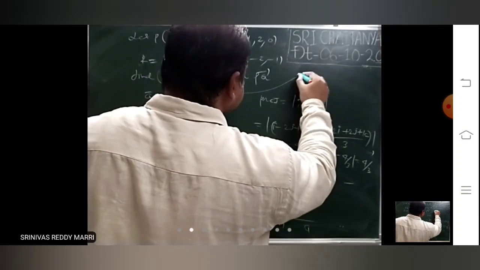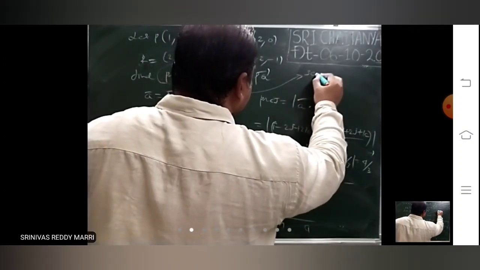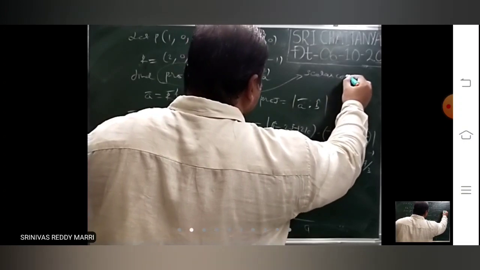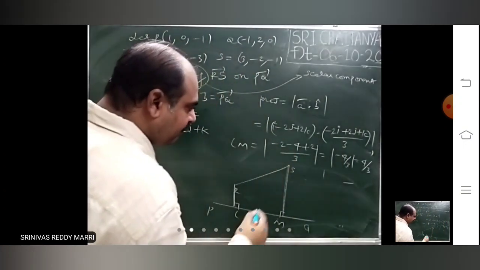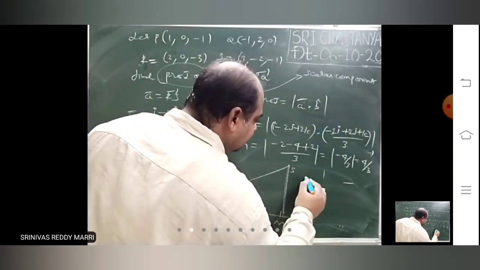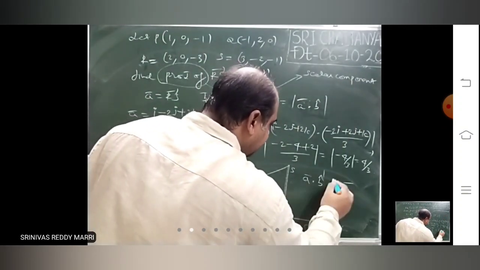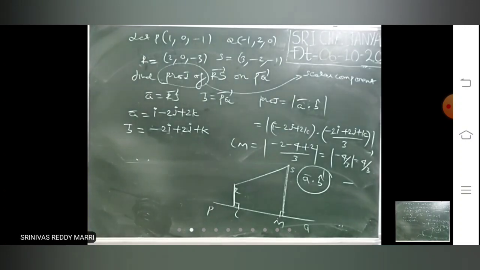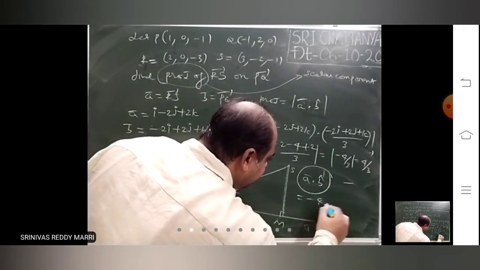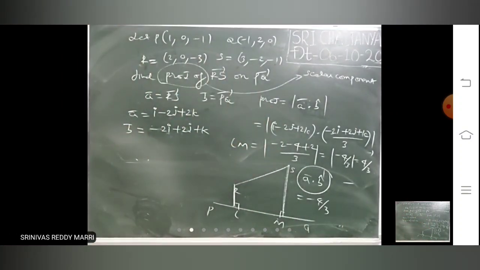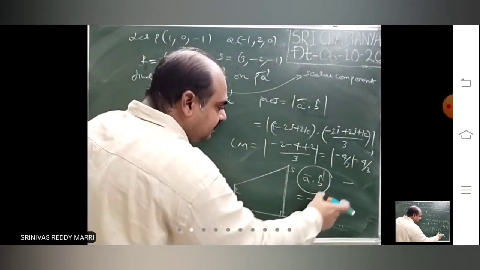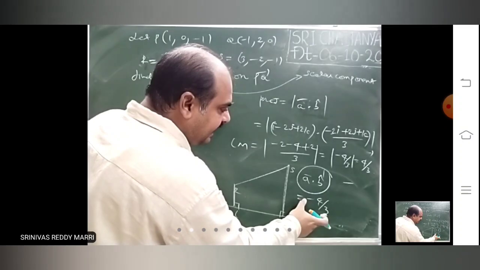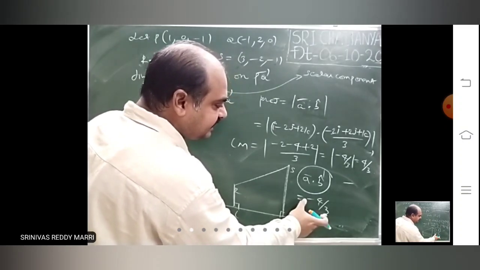In some cases, in the same problem, instead of projection, scalar component is asked. Then don't take modulus. When scalar component is asked, only write A dot B cap, with sign: minus 4 by 3. The scalar component has the same length, but with sign you write A dot B cap, minus 4 by 3. That's all.